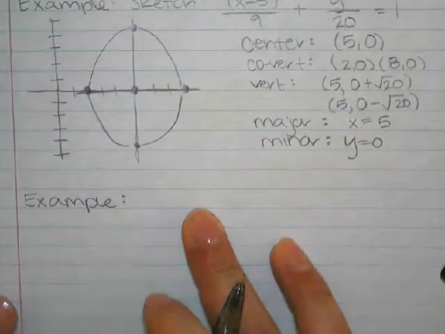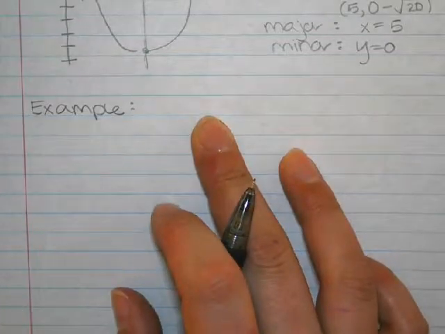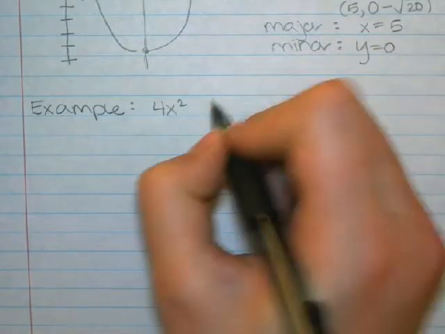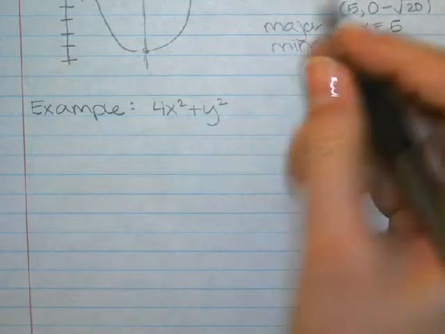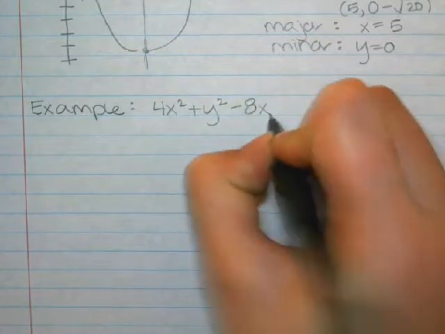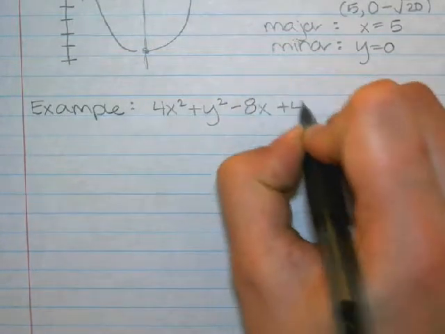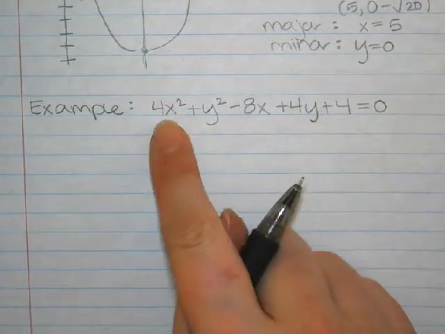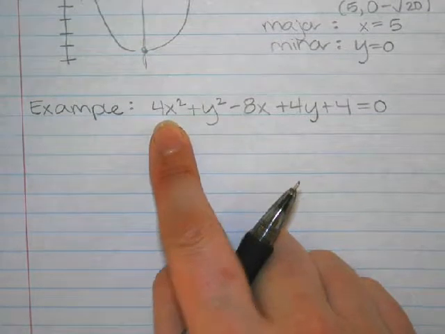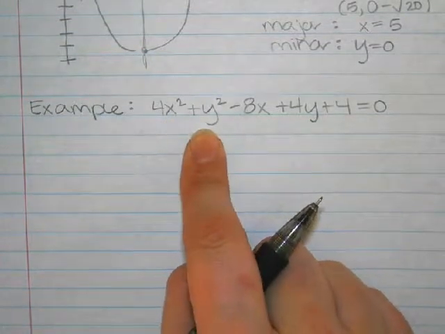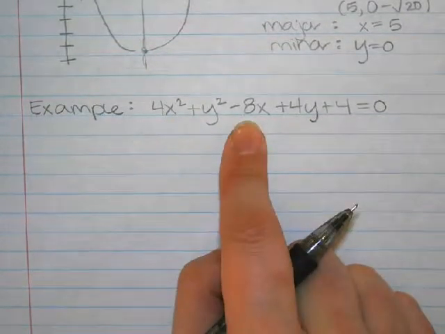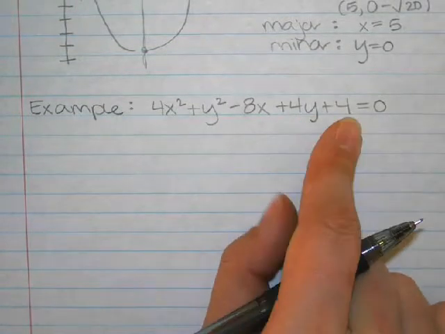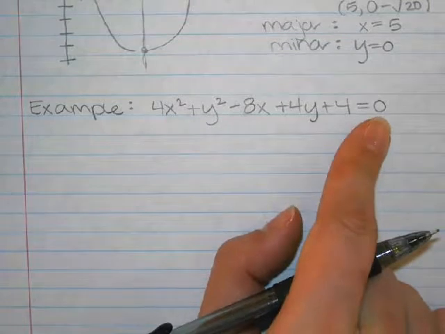So we're going to take an equation that is in general conic form. And we're going to put it in the standard conic form so that we can see what the center is, and so that we could graph it and find the vertices and co-vertices and all that if we wanted to. So we have 4x squared plus y squared minus 8x plus 4y plus 4 equals 0.